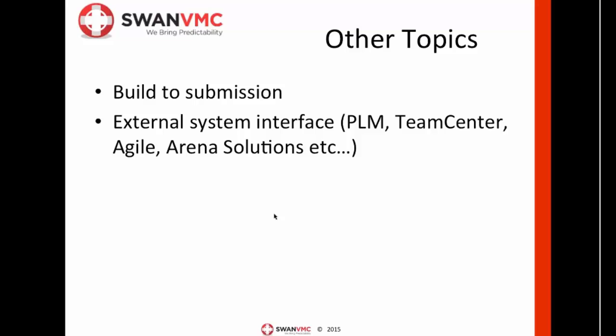And then finally, the last thing is I always stop and have some discussion about external system interfaces. One logical place, and probably the best place, to interface with external systems. A lot of people are running PLM systems. Some of them, Siemens Teamcenter is one. I see Agile out there a lot. Arena Solutions is one that I'm familiar with. Essentially, they are quality management and product management solutions.